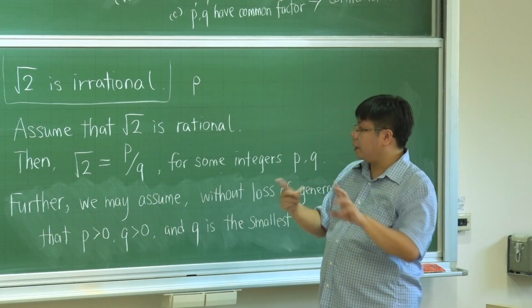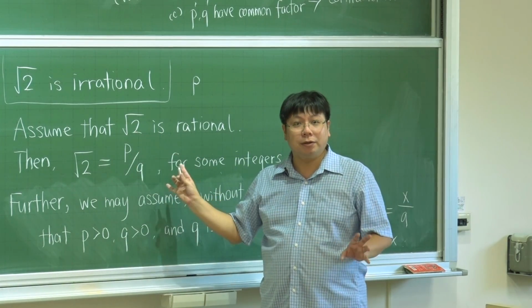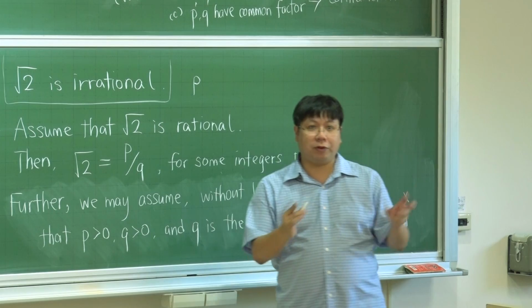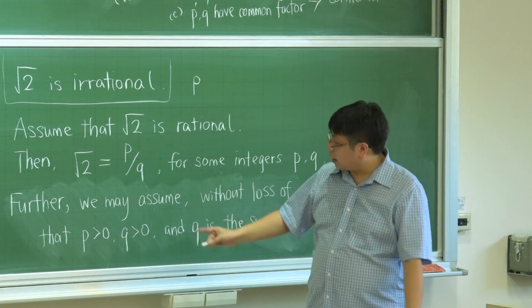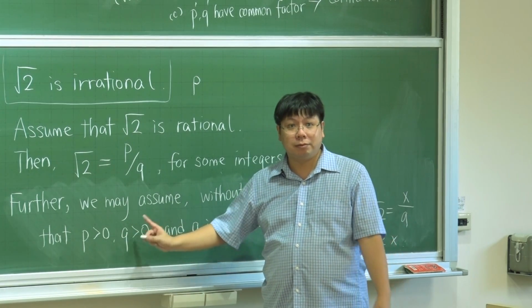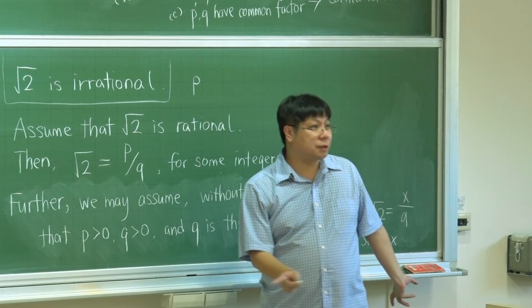So we may now assume, if there are many choices for this p and q, we choose p and q both to be greater than 0. Is that okay? So at least I can choose q to be greater than 0. And then if q is greater than 0, then I can choose p to be greater than 0.